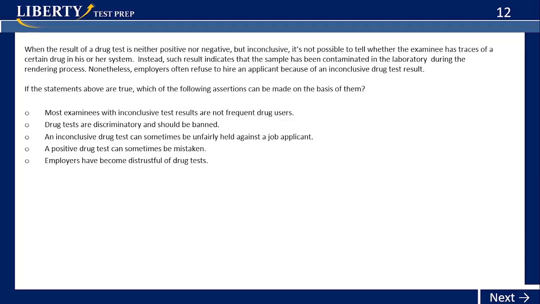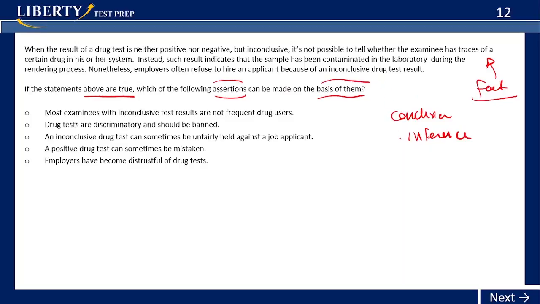Okay, so the question reads, if the statements above are true, all the statements above are true. So basically they're giving you a hint that everything here is a fact, right? If all the statements above are true, which of the following assertions, assertion is a keyword for conclusion, which is another keyword for inference, can be made on the basis of them. So this one is an inference question, right? If everything above is a fact, what can you infer? What has to be true based on these facts?